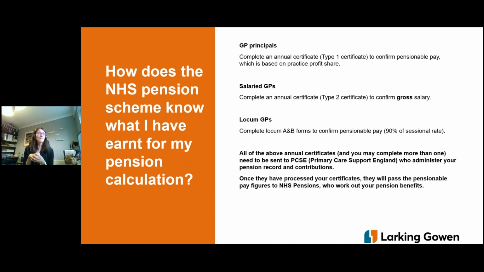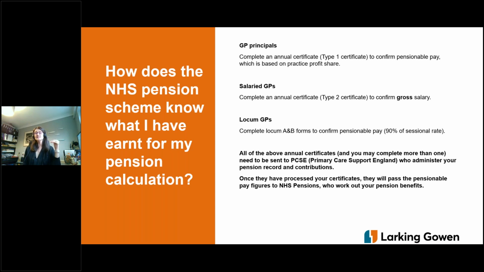Okay, right. So this is an important part. So you've paid all your pension contributions, you've claimed your tax relief, but if you can't get your pension estimates, it may be because you haven't done one of these things. You have to certify your earnings with Primary Care Support England, PCSE, if you're a GP, to be able to get that number, the pensionable pay number, going across to NHS Pension.